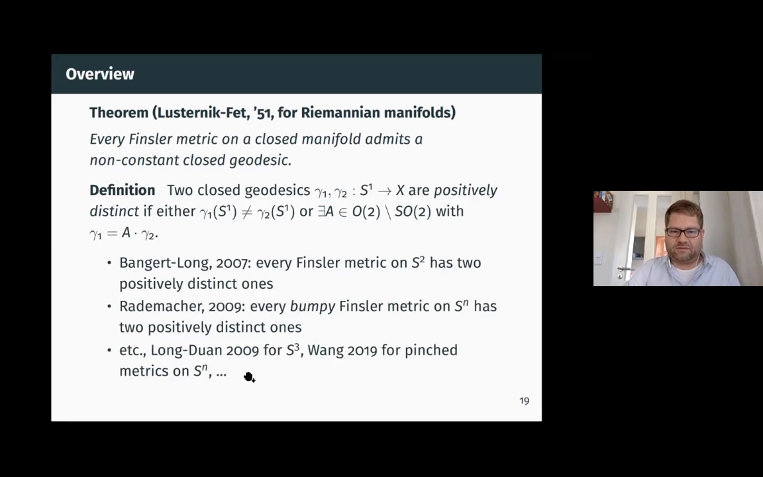And then there are certain results by Long and his current and former students. In 2009, they showed the statement for S3. Then Wang showed this on the n-sphere for pinched metrics, so we have some curvature conditions involved in there. But in general, so many questions are still very open in this.